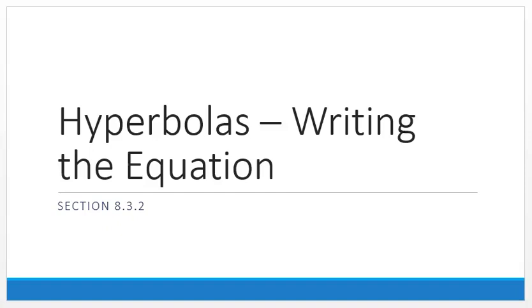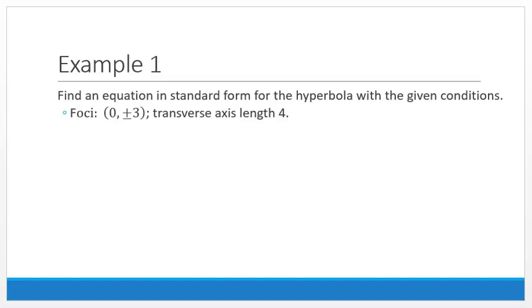So here's our last section on the conic sections. We're going to wrap up hyperbolas the same way we have with the others. How do you write the equations yourself? How do you prove that you have a hyperbola instead of an ellipse? So here we've been given some information starting with the foci and the transverse axis length.